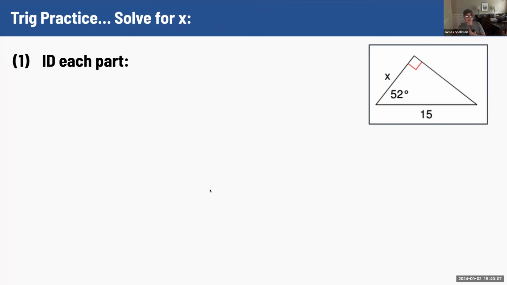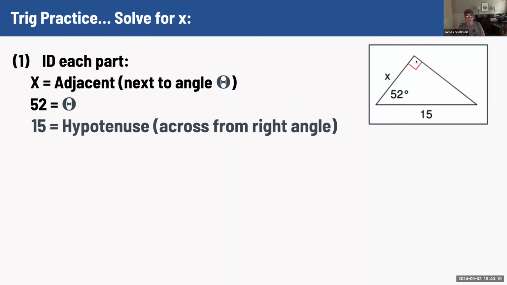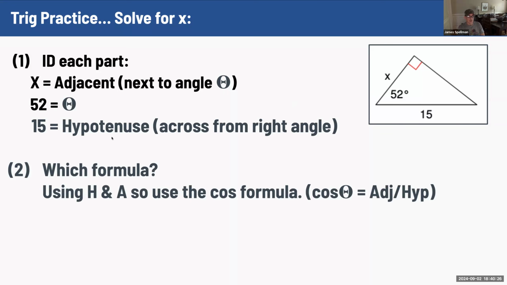So we're going to work a few more of these just as examples. Again, let's identify each part that we have. X is our adjacent side because it's next to the 52 degrees. 52 degrees is our theta. And then 15 is the hypotenuse because it's across from the right angle. Once we have that, we should be able to say which formula do we use because I've got the adjacent and the hypotenuse. If I've got the adjacent and the hypotenuse, then I need to be using the cosine formula. So I'm going to write that out. I'm trying to solve for the adjacent side, so I'm going to need to rearrange this. This is again where using the triangle comes in helpful if you need to.